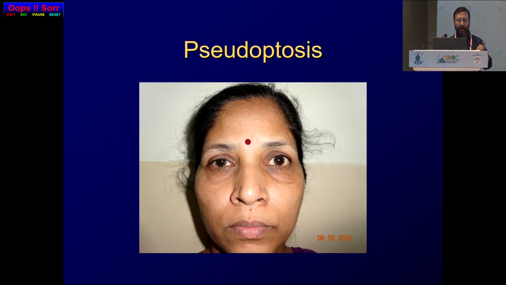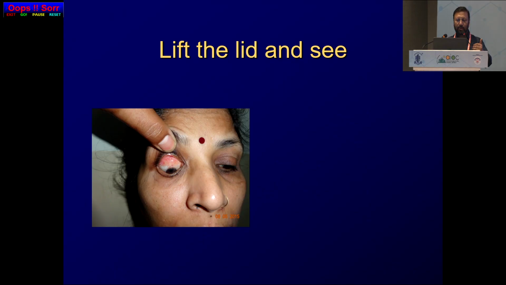In this lady, the patient came to us as a case of acquired ptosis, a middle-aged female. On first look, she looks like either a case of ptosis or a case of retraction of the other eye, because we see that the margin is at the superior limbus. But on everting the lid, there is a salmon patch-like appearance underneath. That was to be corrected, and she got fine after that correction.